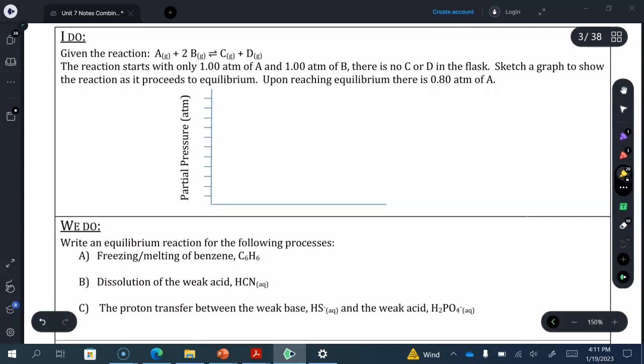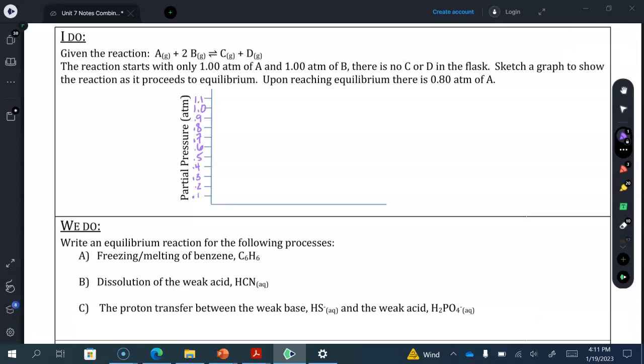So we need to label, and we could label every 0.2 or 0.1. So 0.1, 0.2, 0.3, 0.4, 0.5, all the way to just above 1. So we know that A and B both start at 1, and that A decreases to 0.8. If we're keeping the same stoichiometric ratio, that means B has to decrease to 0.6 because twice as much is used due to the stoichiometry.